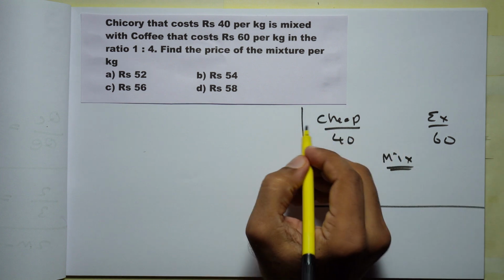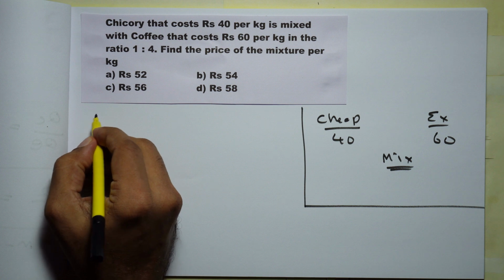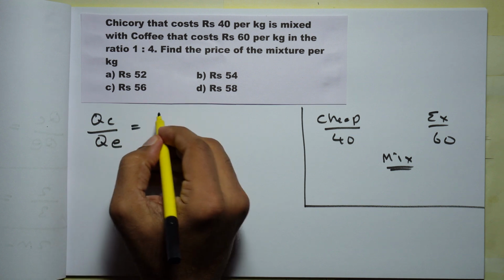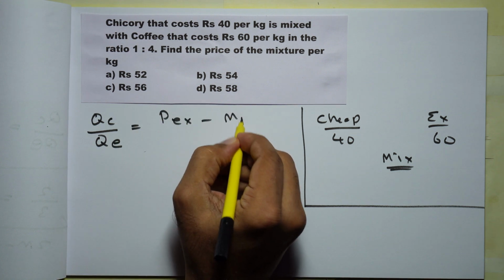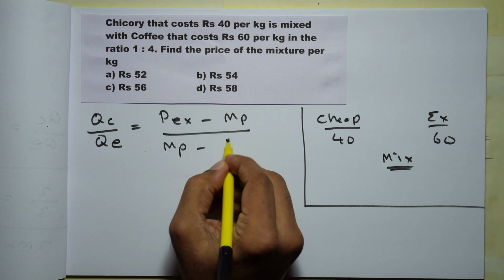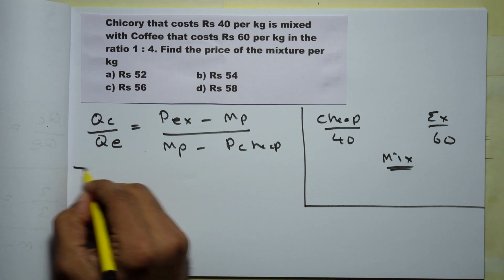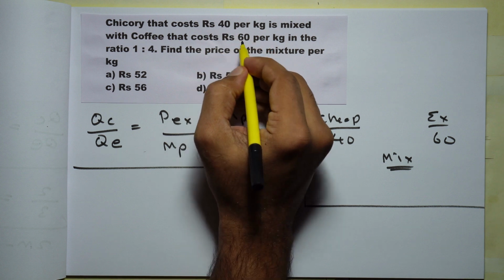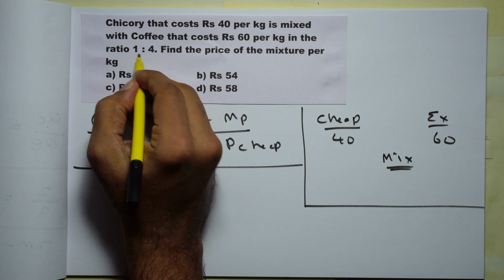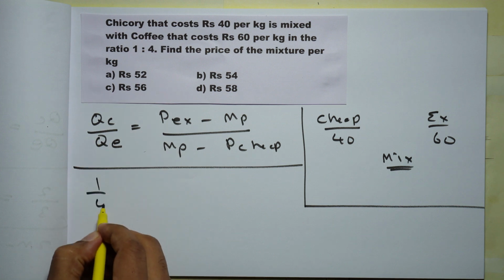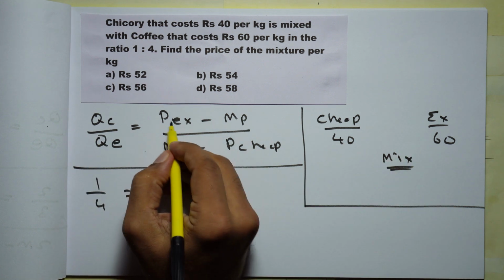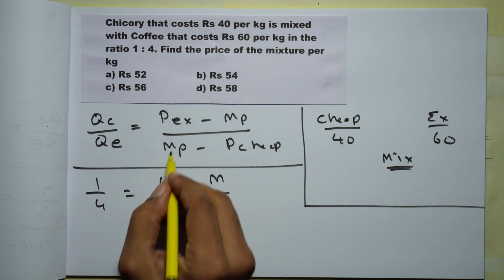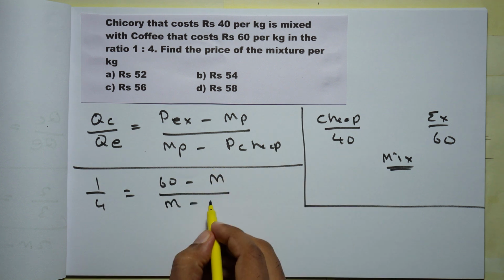Now this can be done using the mixtures and alligations formula. The formula is like this: quantity of the cheap one to quantity of the expensive one. This ratio is given as price of the expensive one minus mean price divided by mean price minus price of the cheap one. So just substituting into this formula, we'll get the mean price. The cheap one is to expensive one, they are mixed in the ratio 1:4. So this ratio is 1:4. Now we'll substitute these values. Price of the expensive one is 60 minus mean price, I'll just take it as M, divided by mean price minus price of the cheap one, which is 40.